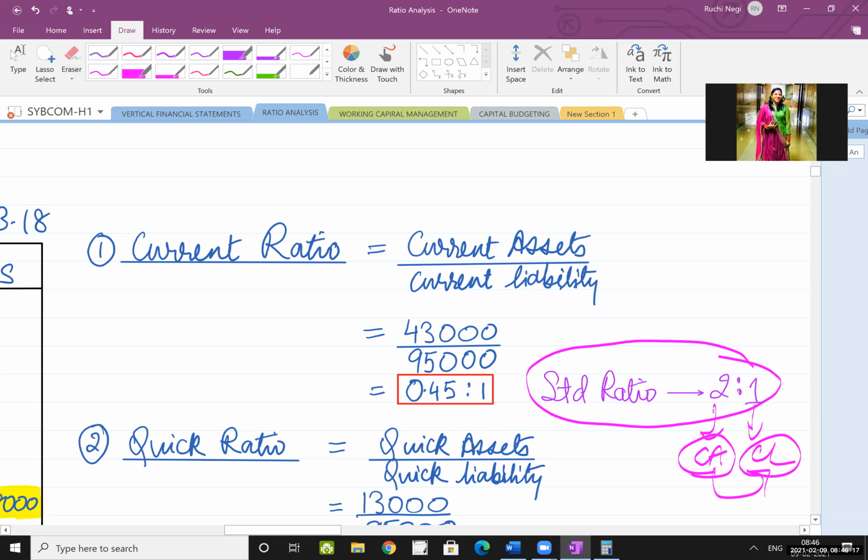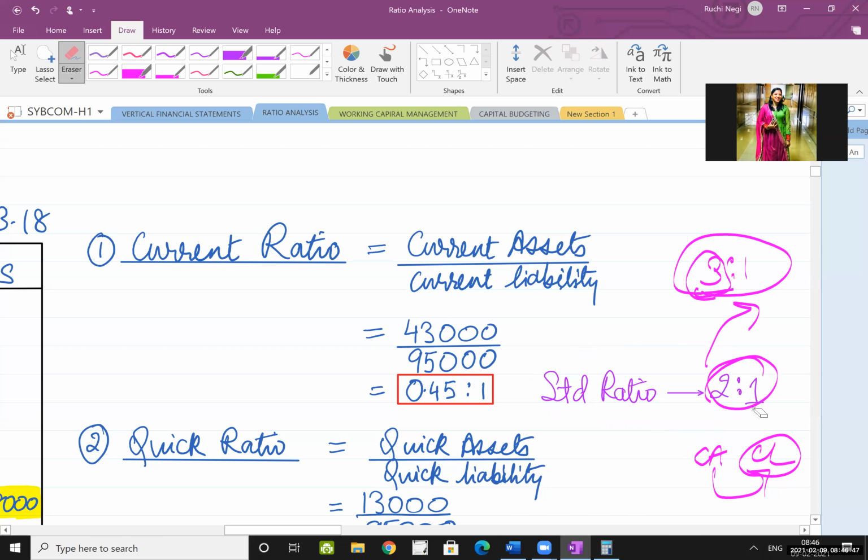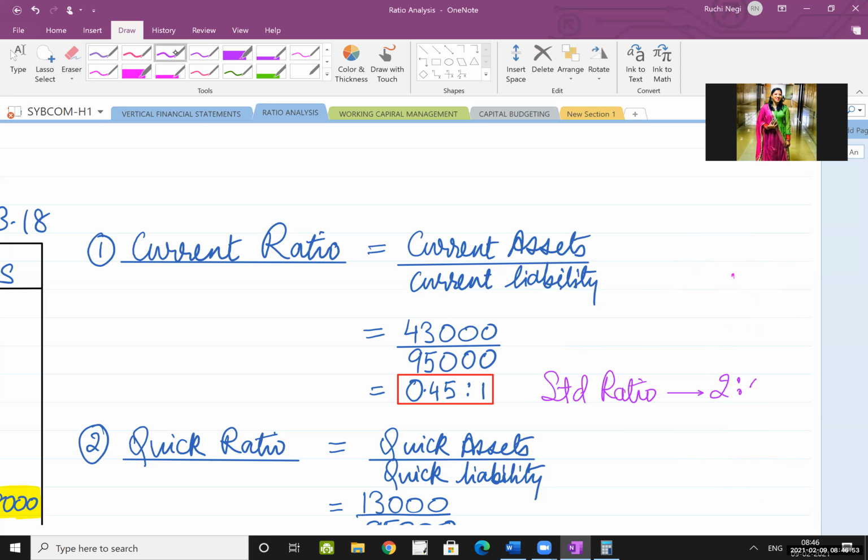So if your company's current ratio is above 2 is to 1, say your company current ratio is 3 is to 1, then this is always better. It will always give you an indication that your business is making good because your assets are 3 times of your liability. जबकि स्टैंडर्ड इंडस्ट्री रेशियो कितना है 2 is to 1. ओके, लेकिन अगर आपका आंसर 2 is to 1 से कम है तो it is a matter to be taken care of. आपको फिर सोचना पड़ेगा. You have to take decisions in favor such that you can improve this ratio.